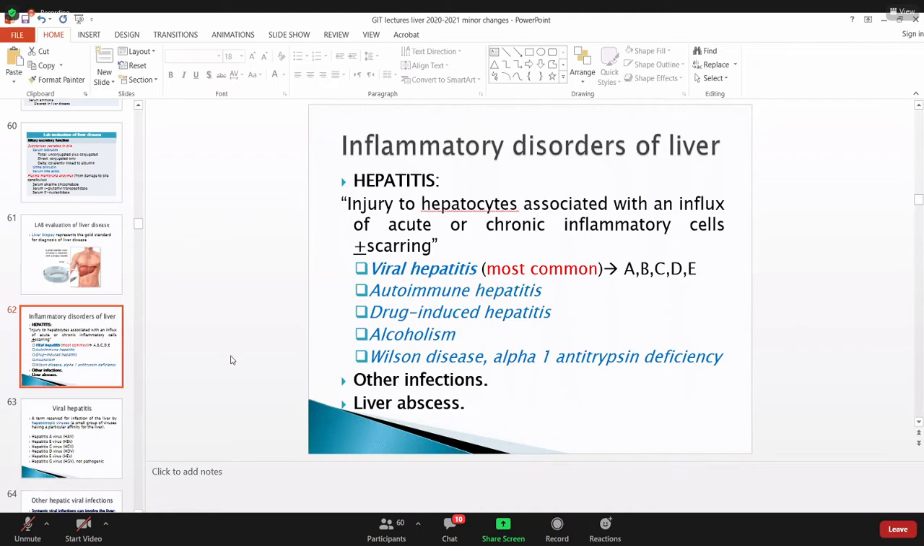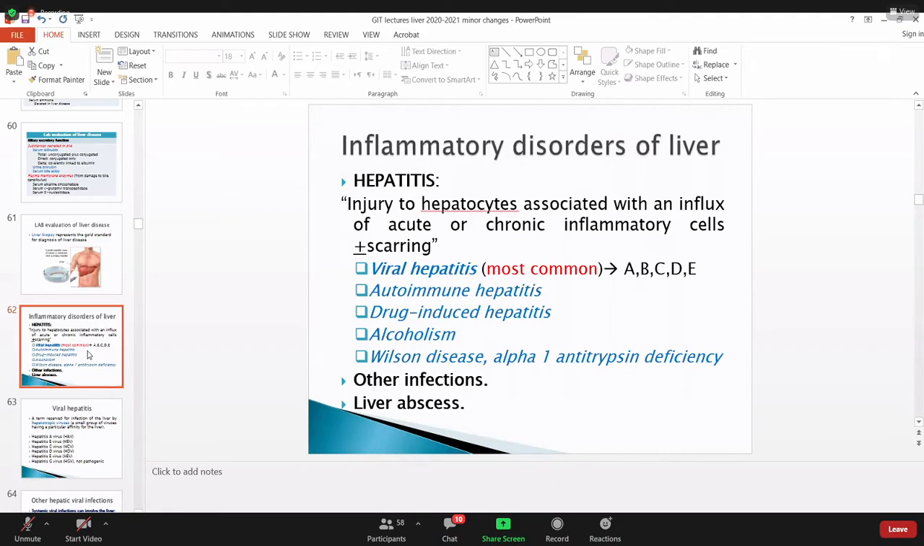We come to inflammatory disorders: acute liver failure in the context of chronic liver failure. We talked about the acute, especially with hepatitis A virus and a subset of hepatitis B virus, patients may come with acute liver injury, acute liver failure.